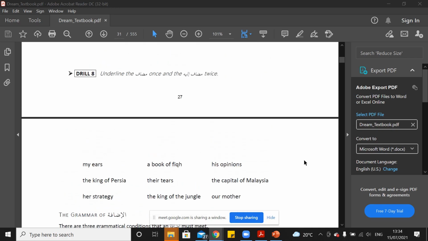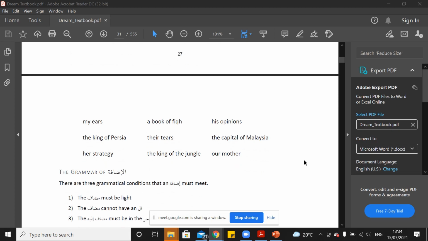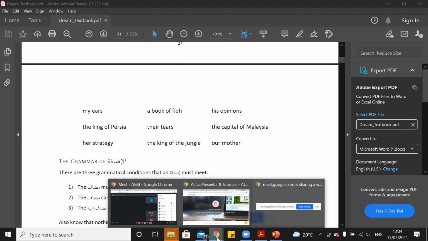Now there is an exercise drill here, and we have to look at how accurate we are at spotting the mudaf and mudaf ilayhi part of an idafa fragment. So where do we start? We are starting today with Sister Lippy. Sister Lippy, you are the target of the day. So, first one, my ears.